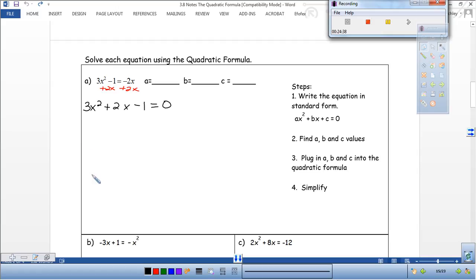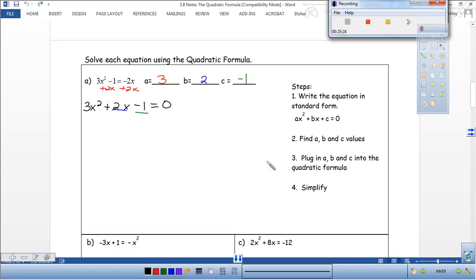Then we need to identify the a, b, and c. The a is the number in front of the x squared. So my a value here is 3. Any questions over that? The b value is the number in front of the x. So that's the 2. The c value is the constant, the number by itself with no variable. So that's the -1. And you want to make sure you take -1, not just 1, because it is negative. Any questions over that?